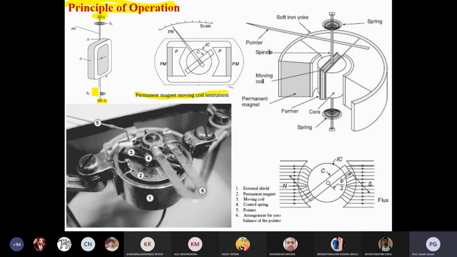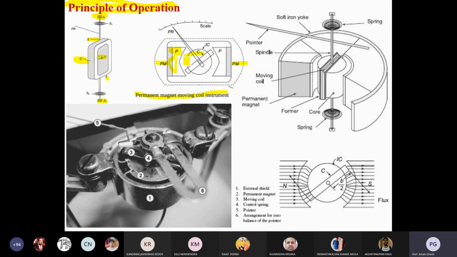Here you can see, from the cross sectional area, the permanent magnet is connected over here. PM means permanent magnet, and internally there is a cylindrical former. You can see in the diagram that it looks like a cylinder. A cylindrical structure is there, meaning the core structure.